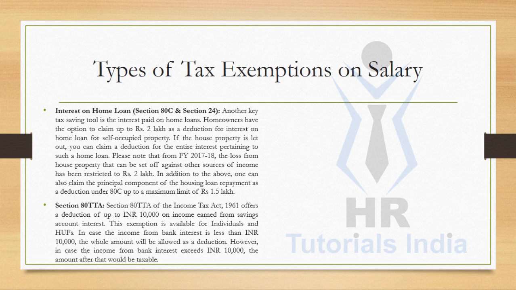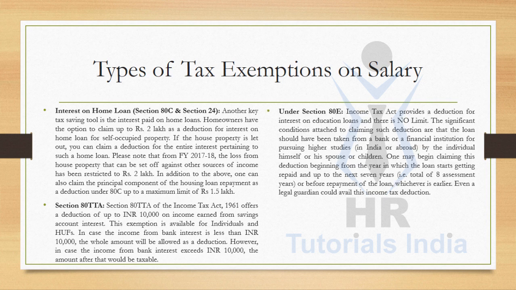Section 80TTA explains the income tax deduction on the income earned from savings account interest, and this exemption is available for individuals and HUFs also. If the income earned from bank interest is less than 10,000, then the whole amount is allowed as a deduction. However, if the income from bank interest exceeds 10,000, then the amount exceeding 10,000 will be taxable.